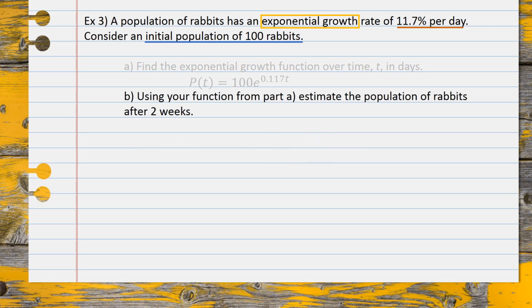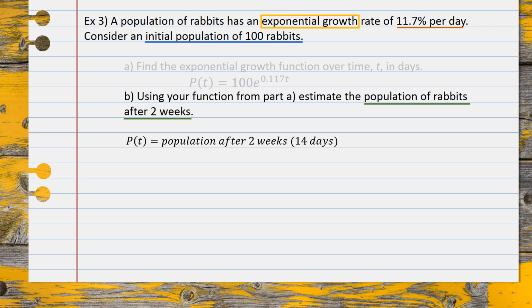Now looking at Part B, it says using your function from Part A, estimate the population of rabbits after 2 weeks. So what are we looking for again? Well, we're looking for the population after 2 weeks. So we're finding the end result. Now be careful. Notice it has a growth rate of 11.7% per day. We cannot keep it in terms of weeks. We have to know that 2 weeks really means 14 days.